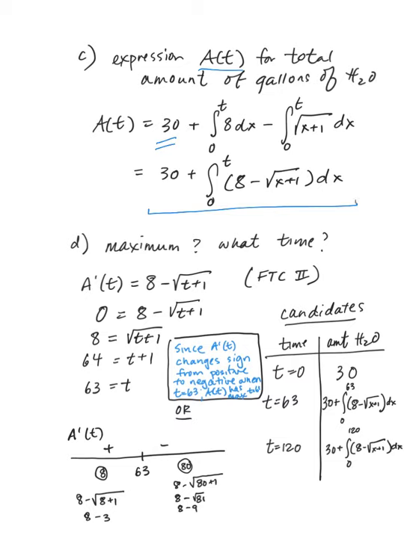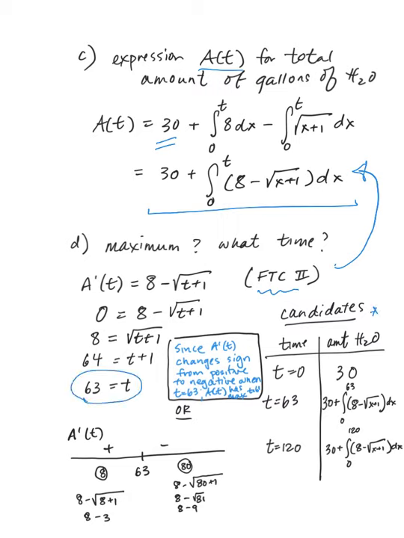Part D asks at what time between 0 and 120 minutes is the amount of water in the tank a maximum. Again, you don't have a calculator for this problem. So what happens here, we want to know when that derivative of the amount, because we want to find its maximum, so we're going to set its derivative to 0. Okay, so I just end up with A prime of t equals 8 minus the square root of t plus 1. That comes from FTC 2 from that expression. We just took the derivative right there. I set it equal to 0, solve for t.